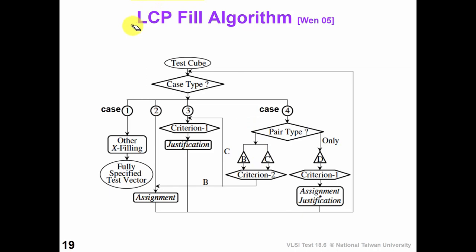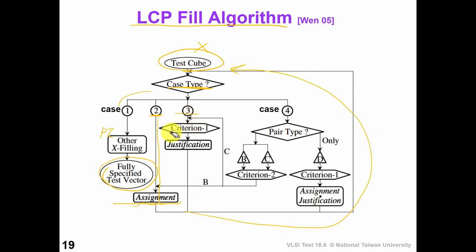Here is the LCP fill algorithm. Starting from a test cube with unknown values, we first determine its case. If it's case 1, then we can simply fill in the primary input and then finish. If it's case 2, we can also simply assign the PPI and then go back to the loop. If it is case 3, we can use criterion 1 to justify PPO. If it is case 4, then we can further decide if we want to handle type B or type C by criterion 2, or we can decide how to handle type D by criterion 1.